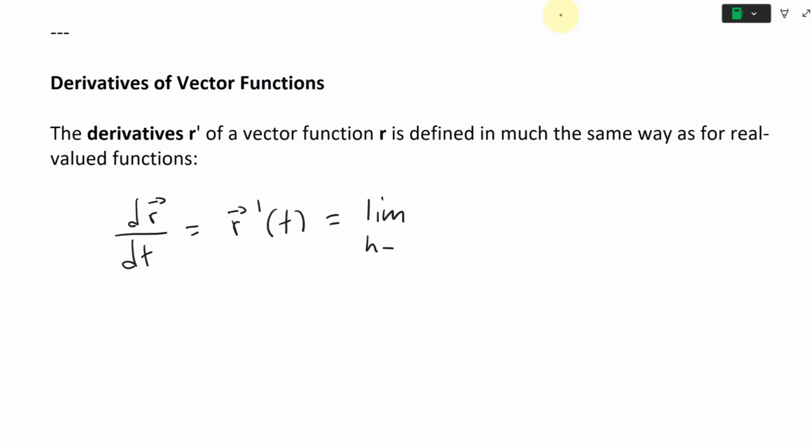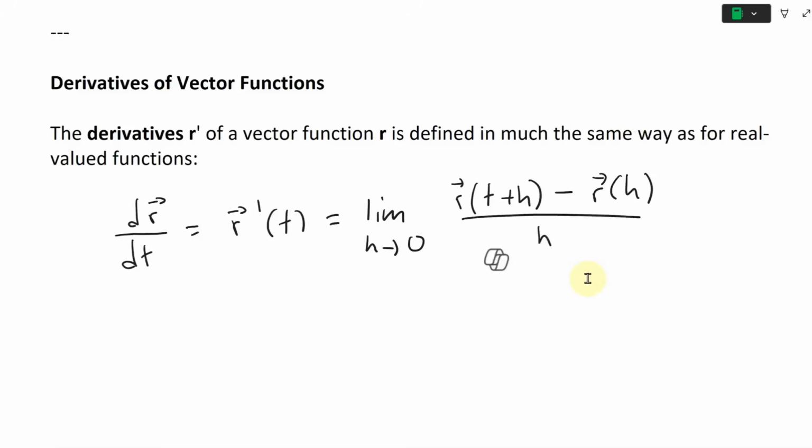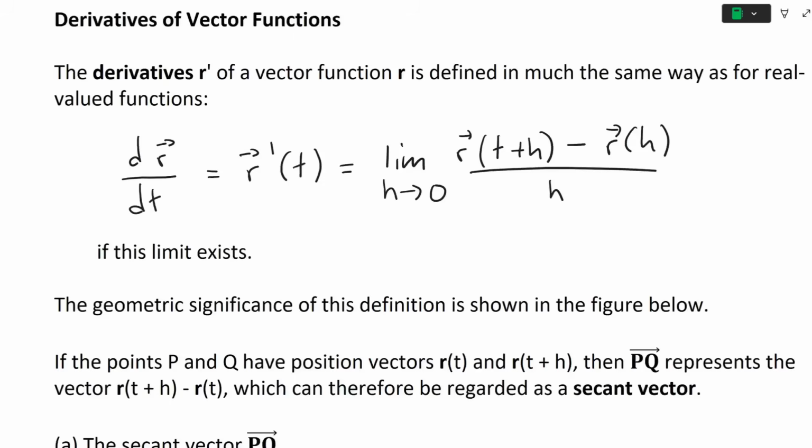Remember the regular derivative definition: the limit as h approaches 0 of the difference, the vector r at t plus h minus the vector r at t. Basically, you subtract that difference. You can view this as rise over run, and the run is going to be h. Then as h approaches 0, that is our limit, that's our derivative. And of course, this definition only applies if this limit actually exists.